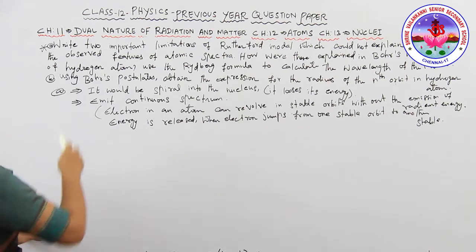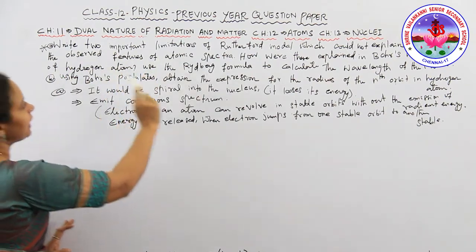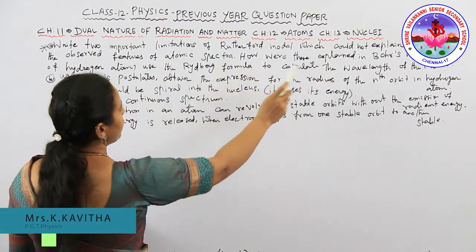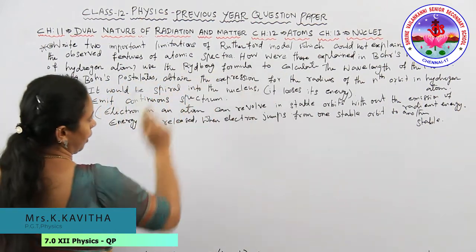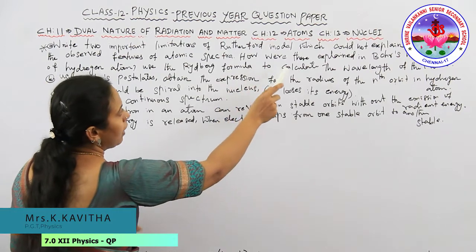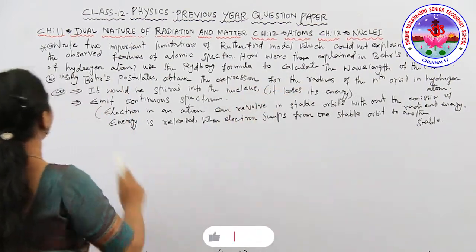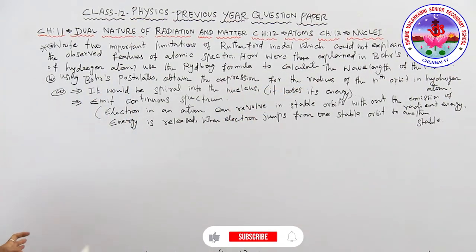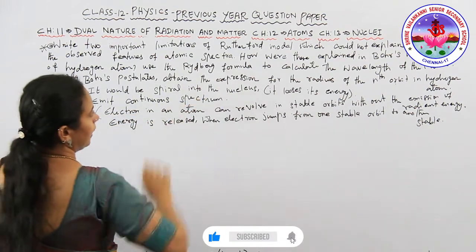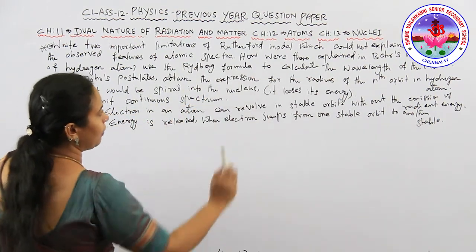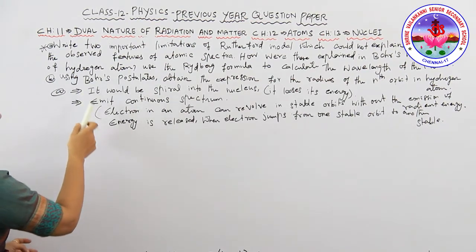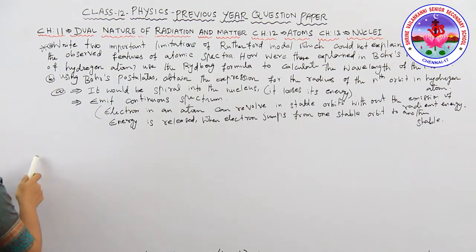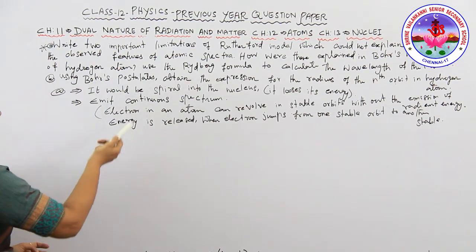So the question is: write two important limitations of the Rutherford model which could not explain the observed features of atomic spectra, and how were these explained in Bohr's model of the hydrogen atom. Here you can use the Rydberg formula to calculate the wavelength of the H alpha line. First we will see the two important limitations of the Rutherford model which could not explain the atomic spectra.